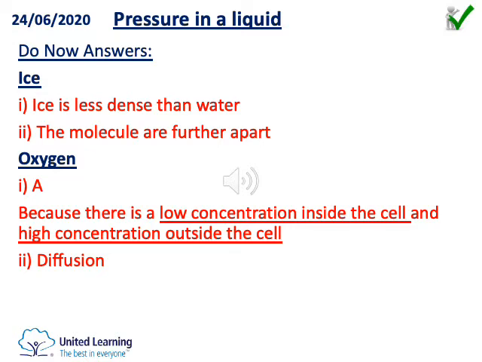The second part of the exam questions was to do with oxygen. And the answers are following. A, and the explanation is because there is a low concentration inside the cell and a high concentration outside the cell. And how does this move around? Well, it's by diffusion.